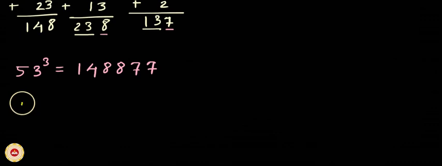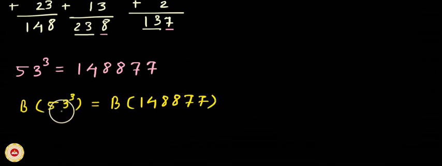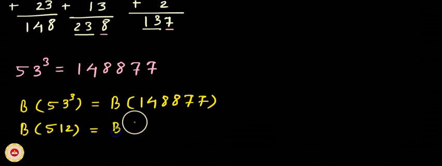See, calculate the Beejank of 53 cubed. This value should be equal to the Beejank of 1,48,877. So 5 plus 3 is 8. 8 cubed is 512. See, Beejank of 1,48,877. So, how did we write 512 here?